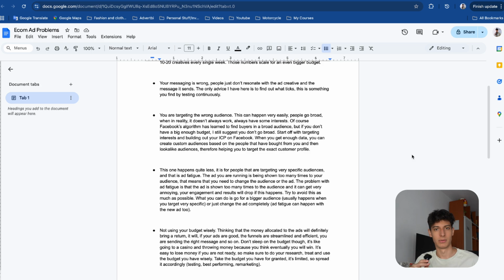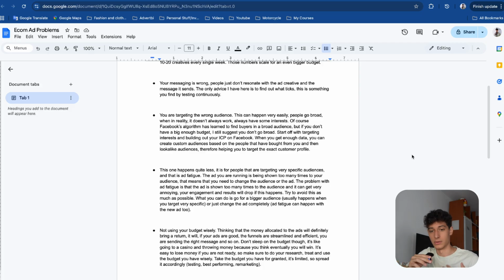So build your ICP within the ads manager. It becomes smaller as the audience becomes smaller, and you get to target your ICP. The ads manager, for example Facebook, will find the buyers within that smaller audience, and it will always work. So believe me, when you do this, it works.